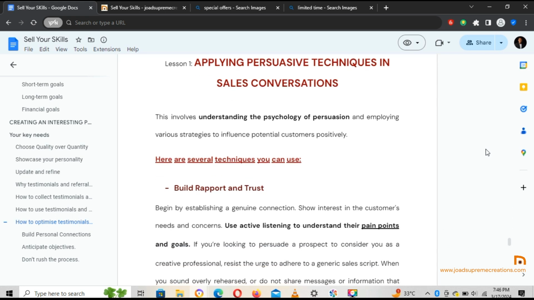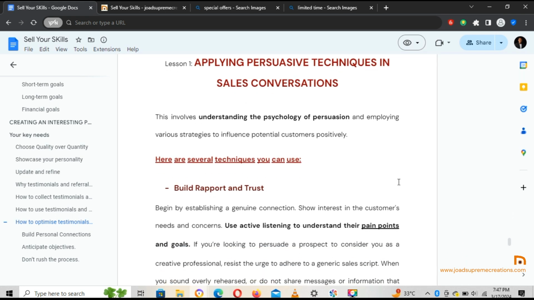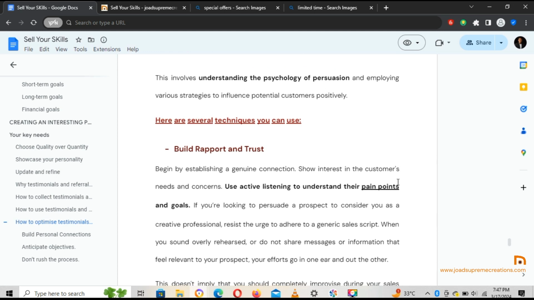Sales is actually a product of psychology. If you understand psychology very well and you understand persuasion very well, you won't have much problem in sales, because you would have known how people think. You would have known how your potential customer will think, and you will know exactly what to expect and how to persuade them better. So it involves understanding the psychology of persuasion and employing various strategies to influence potential customers positively. That's the word, positively.